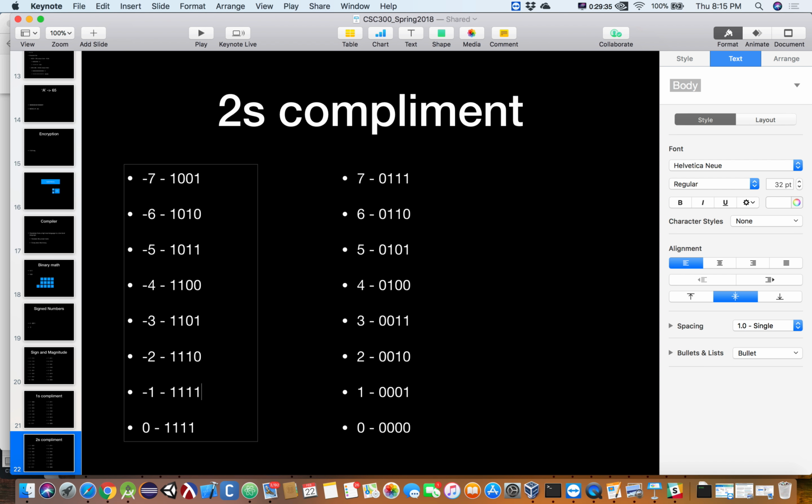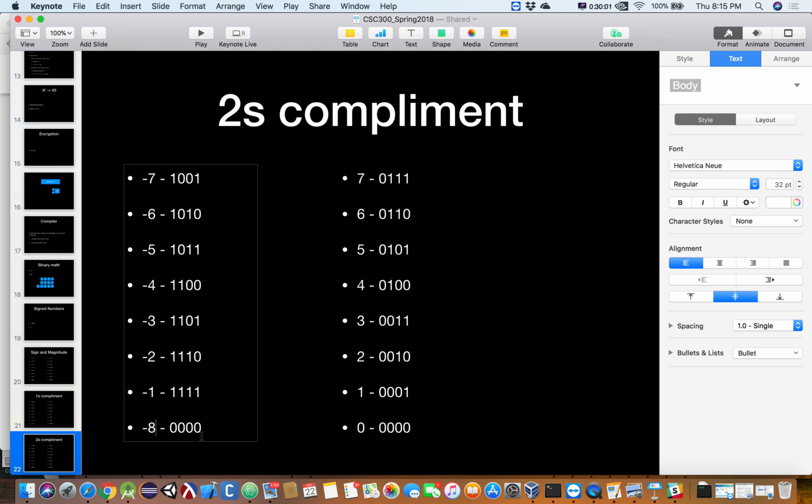Okay, now this guy, we add 1 to 1, 1, 1, 1. This is going to be 0, 0, 0, 0, but stored in 2's complement form. So this guy is going to be -8.